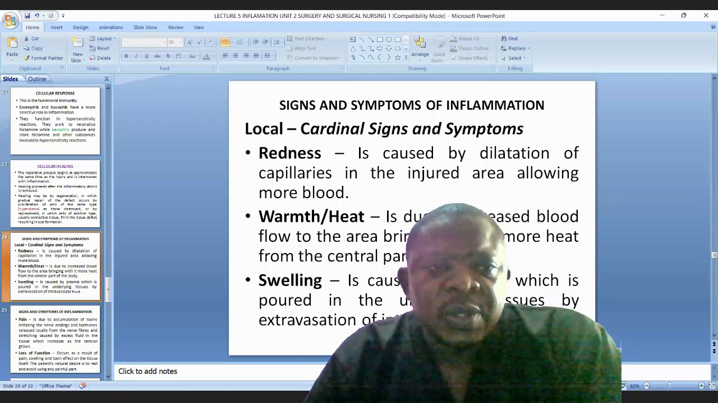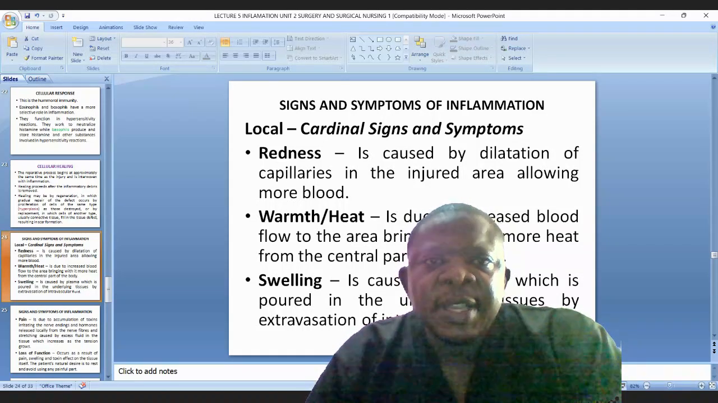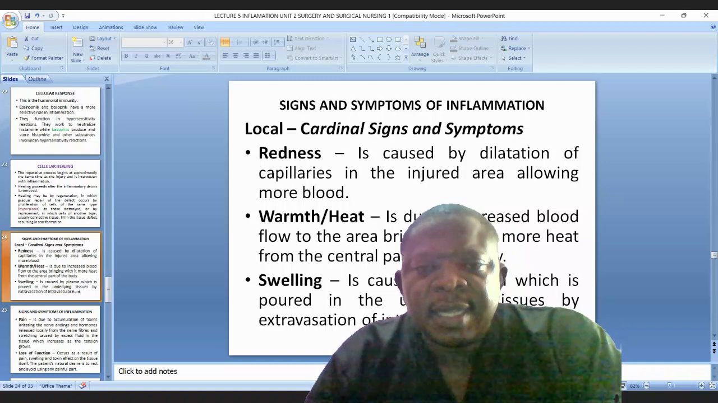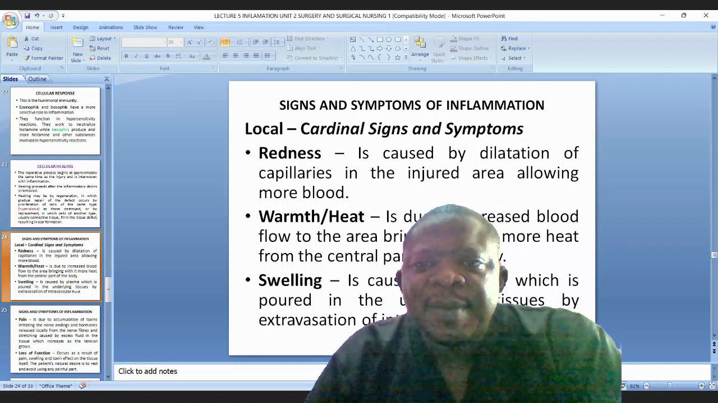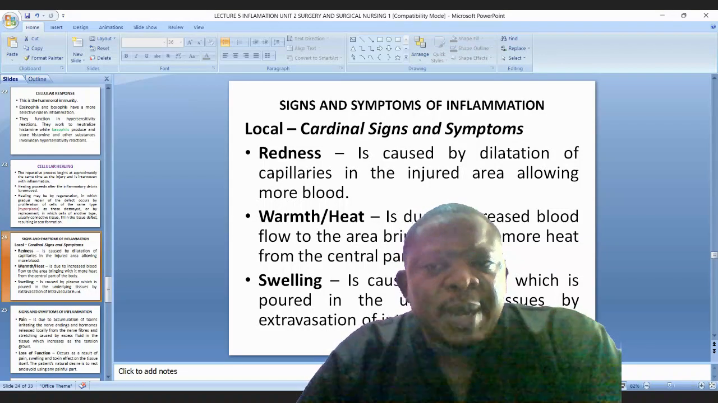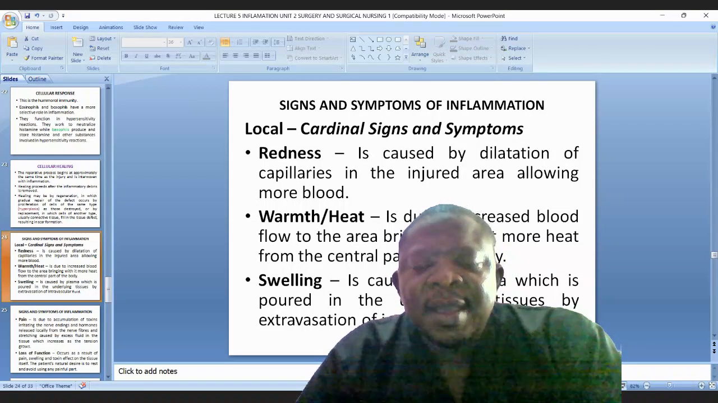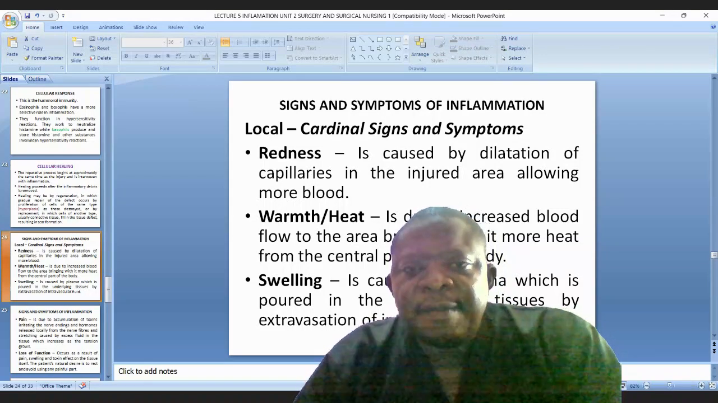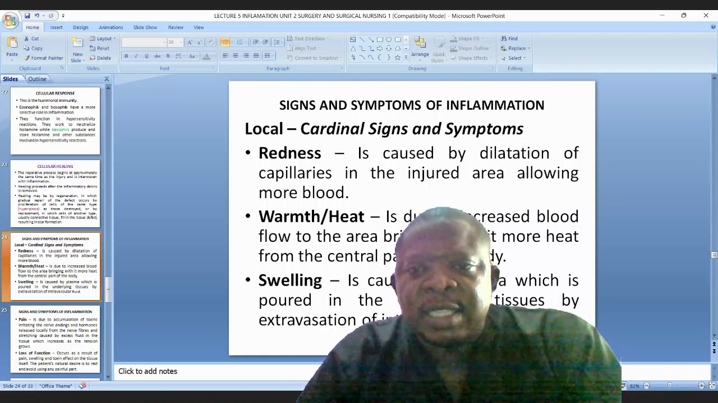Then the other cardinal sign and symptom, local, is pain. This is due to accumulation of toxins irritating the nerve endings, and hormones released locally from the nerve fibers, and stretching caused by excess fluid in the tissue. So pain is one of those local signs and symptoms.